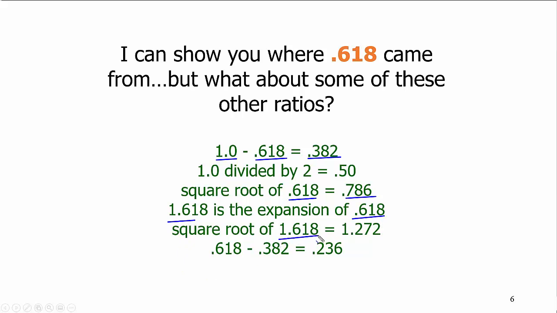The square root of 1.618 is 1.272. This one is always important because this is always target number 1 for any of my trend trade setups. And then also, for example, 0.618 minus 0.382 is going to give you 0.236, which is actually the smallest ratio that I would use for anything.